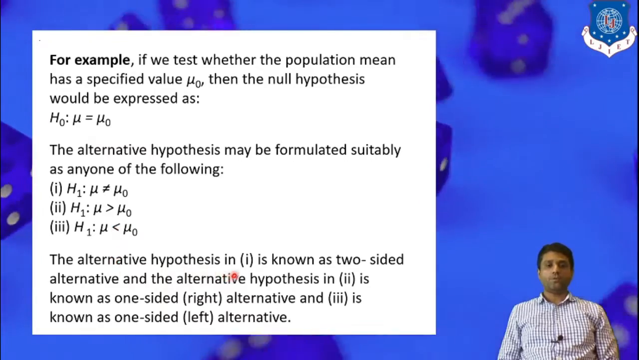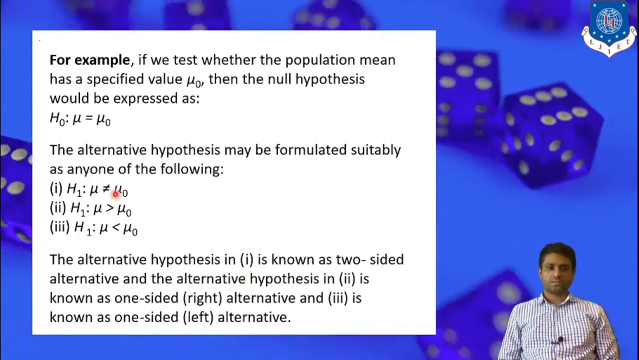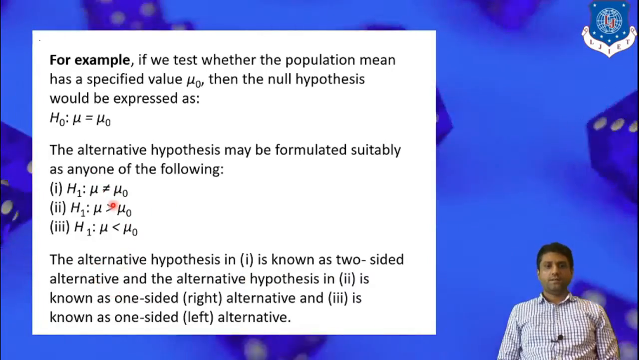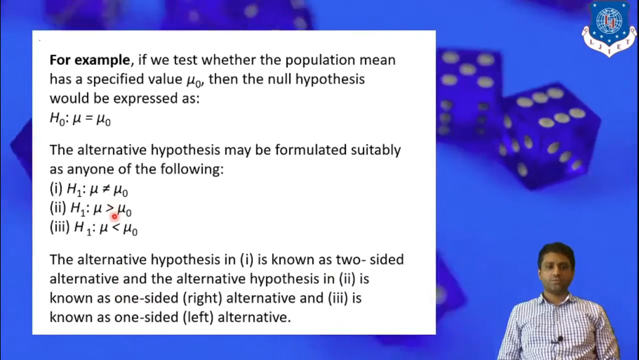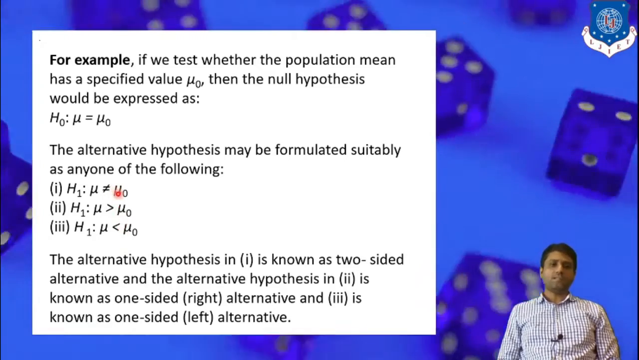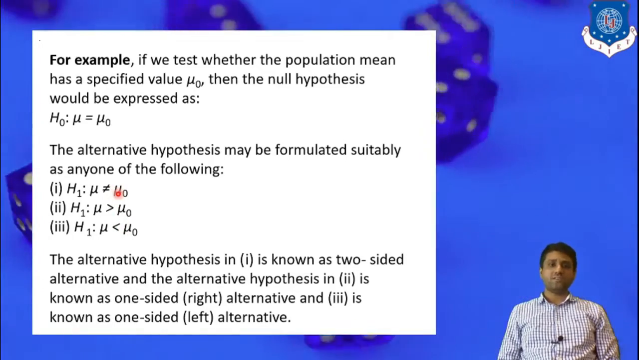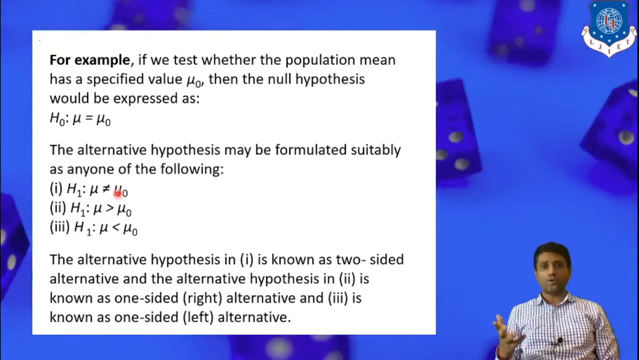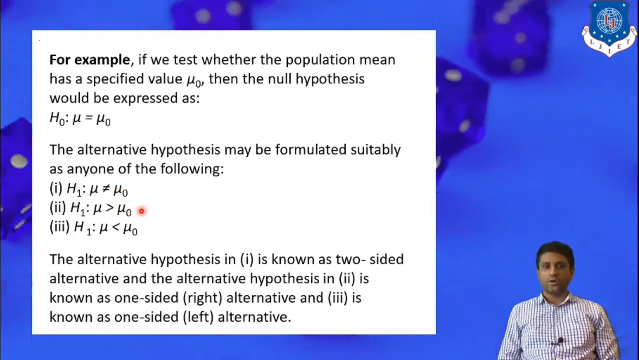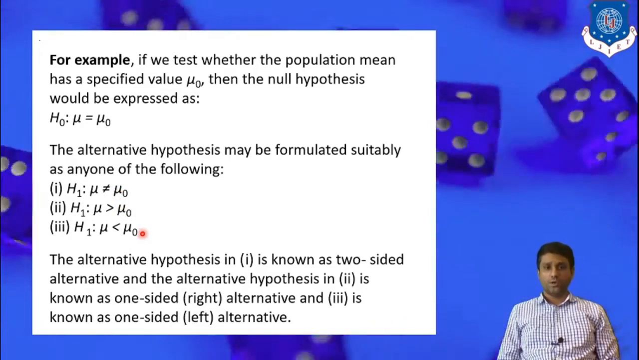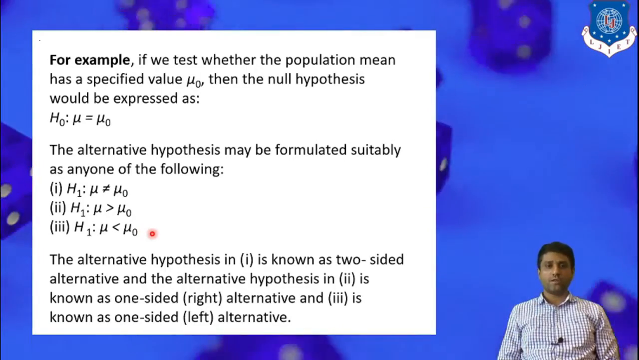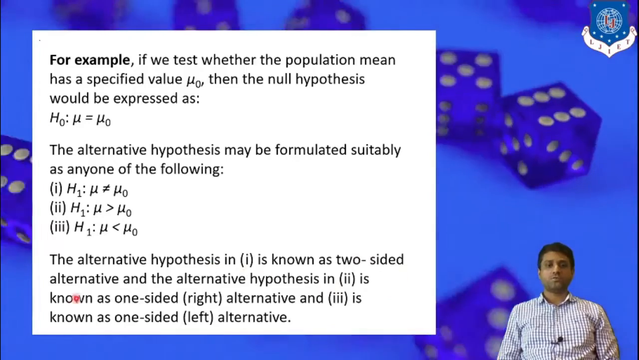The alternative hypothesis in the first case is known as a two-sided alternative, and the alternative hypothesis in the other two cases is known as one-sided. Remember why the first is two-sided? Because it just tells us mu is not equal to mu 0. It may be the case that mu is greater than mu 0, or it may be the case that mu is less than mu 0. That's why two possibilities arise, and it is known as two-sided.